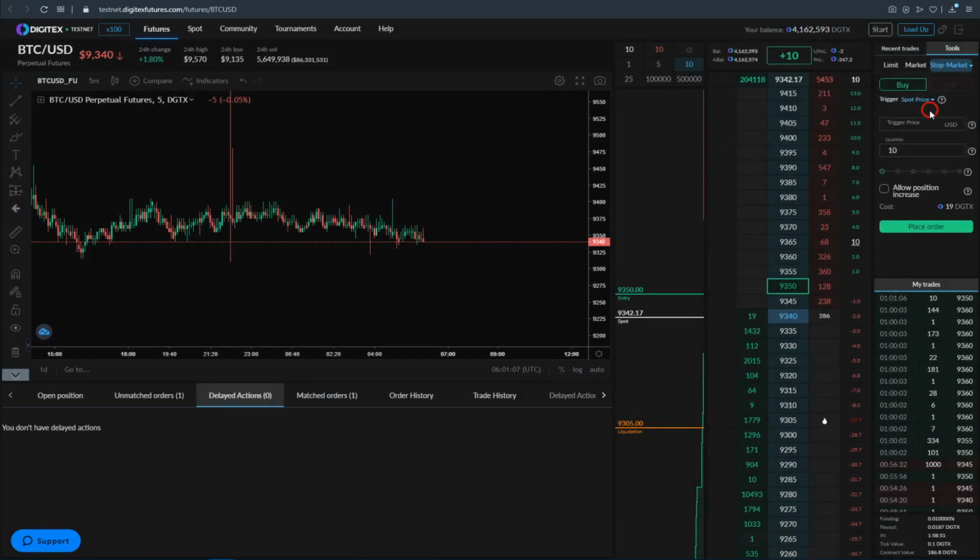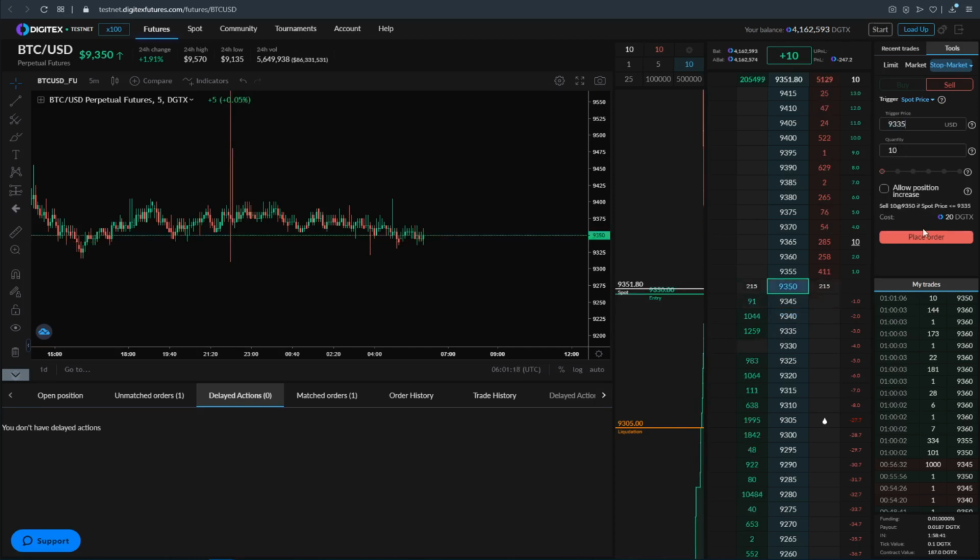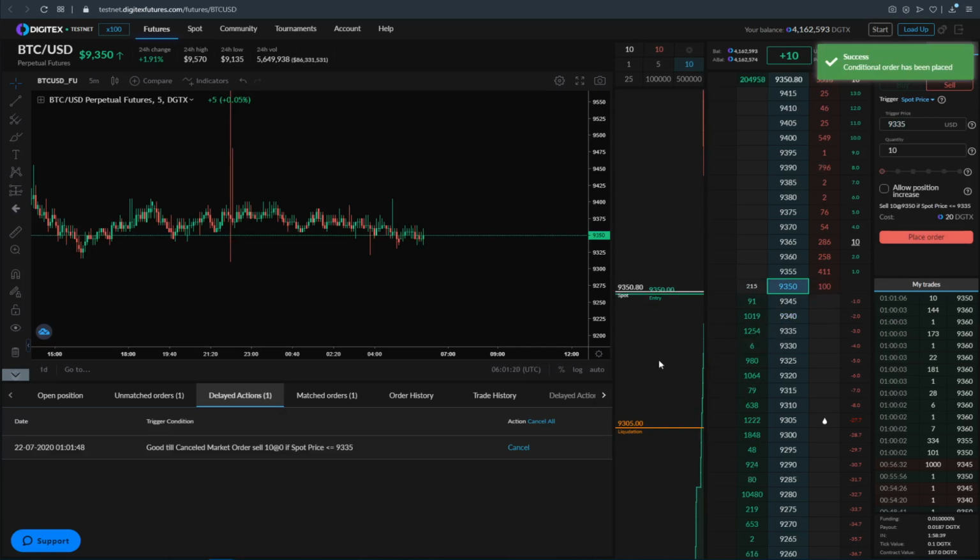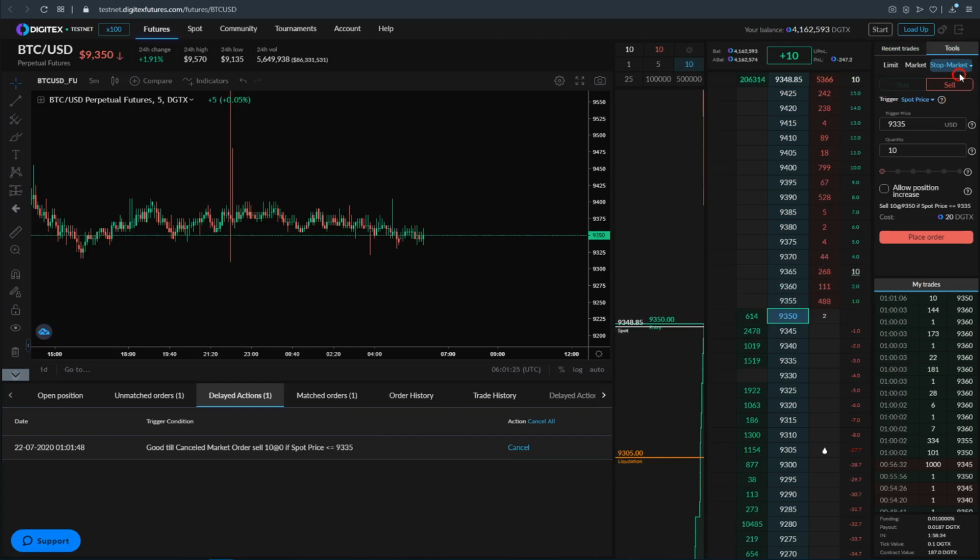So I'd go back to stop market here, do a sell because I'm in a 10 contract long. If I'm willing to take a 3 tick loss, then I could put 93.35 in there, 10 contracts, and place the order. And so now I have a stop loss at 93.35, which is a stop market, which is what I want, and I have my take profit sitting up here as a limit order that I clicked on the ladder to place. So this is how I would probably set up the trade.